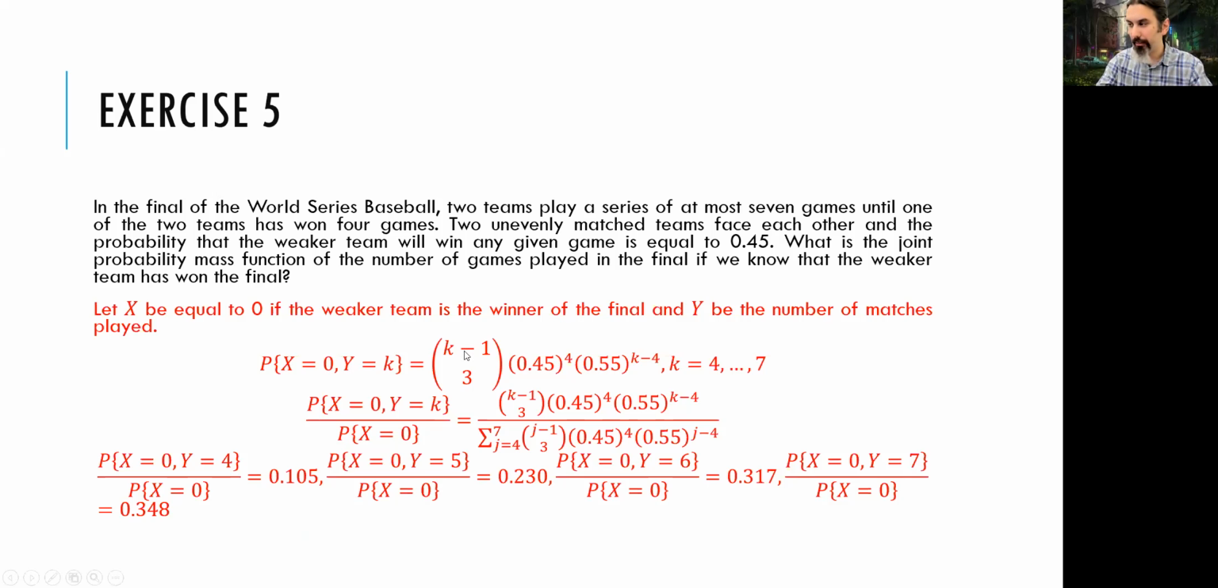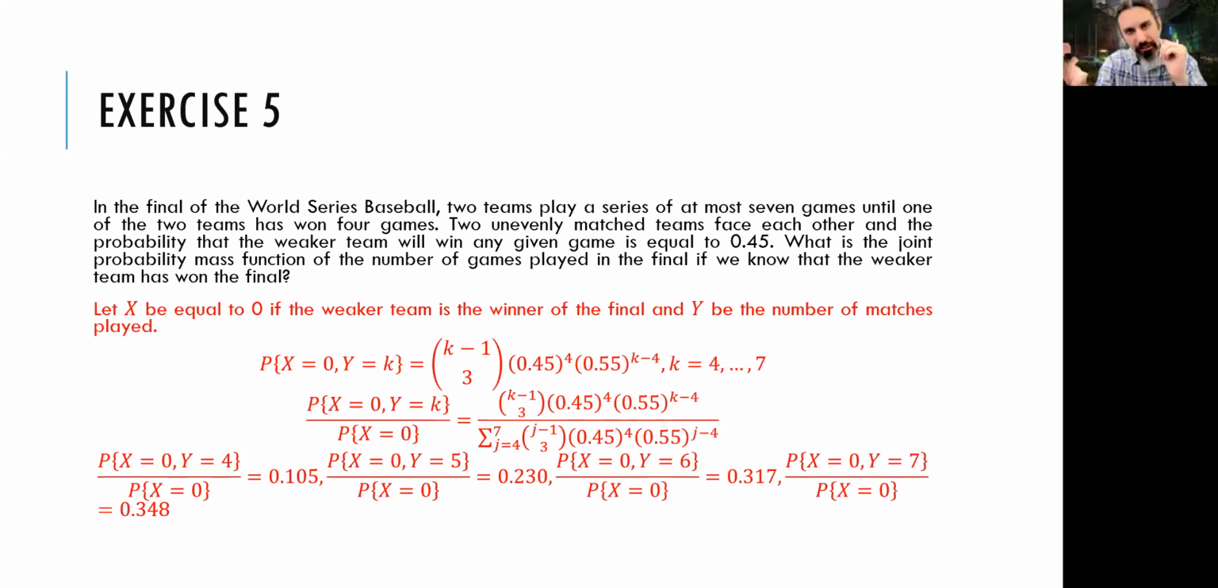This part here, k minus 1 choose 3. You can just think of this picking from the binomial as well. You have a number of games played, k games played. The last game is a win for sure. You cannot do anything else there, because if you don't win the last game, it wasn't going to be played anyway, because you need 4 wins, and the 4th win will end the match and the final. So the last game is a lock-in win for the weak team.